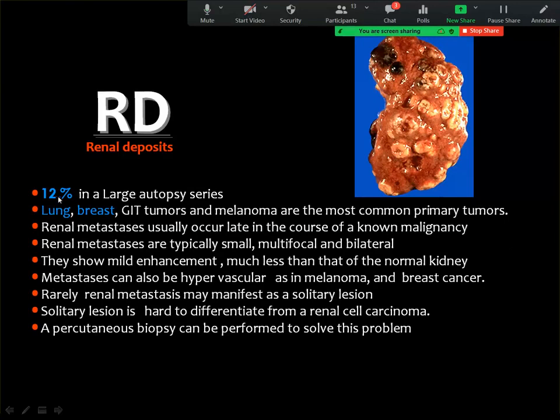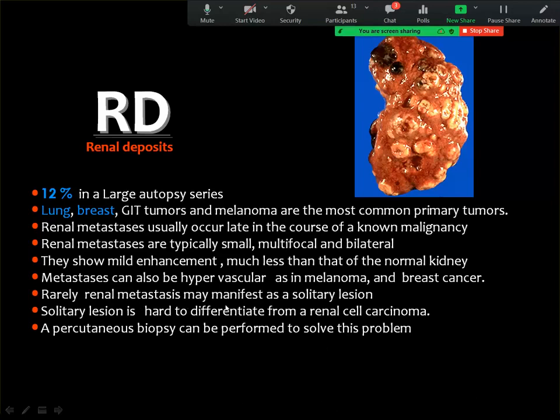Renal metastases are usually detected at autopsy, and this is the incidence in a large series, about 12%. The most common primaries are the lung and the breast. Also, GIT and melanoma can metastasize to the kidney. And renal metastases occur late in the course of the disease. Metastases are usually small, multifocal, and bilateral, almost similar to those seen in lymphoma. But in lymphoma, you do not have the history of positive primary malignancy. Mild enhancement less than the normal kidney.